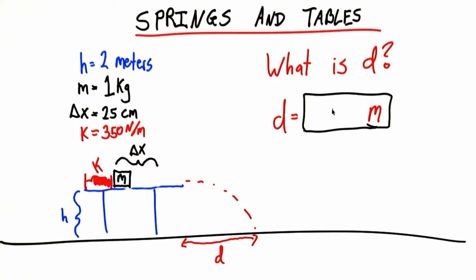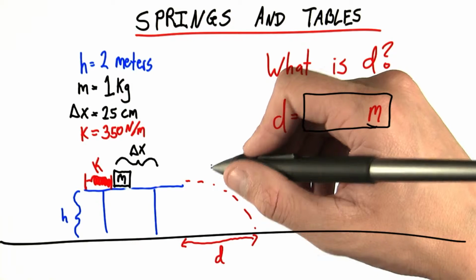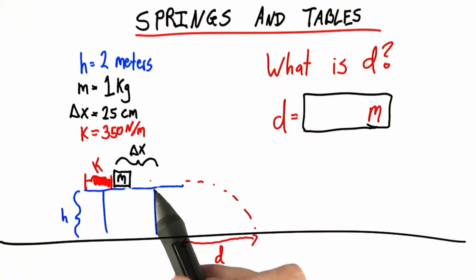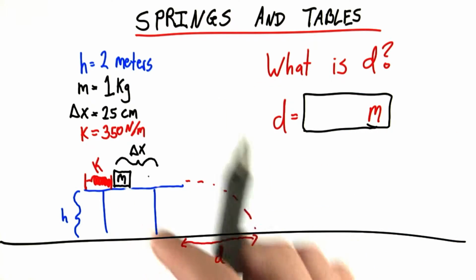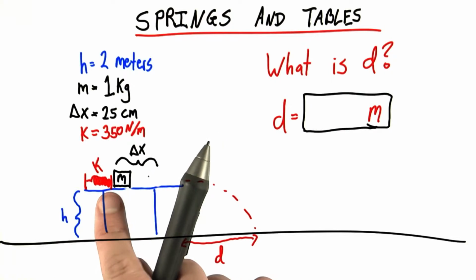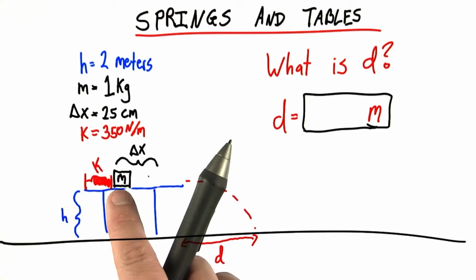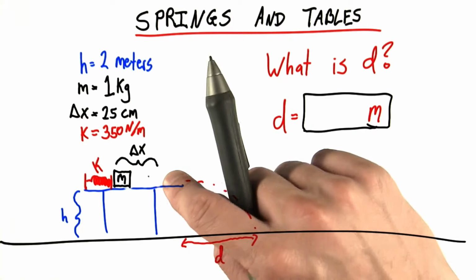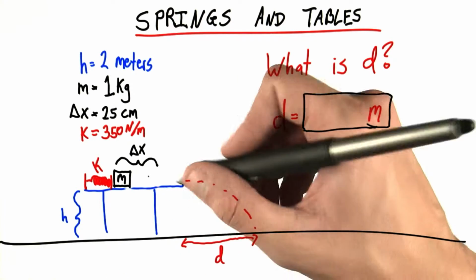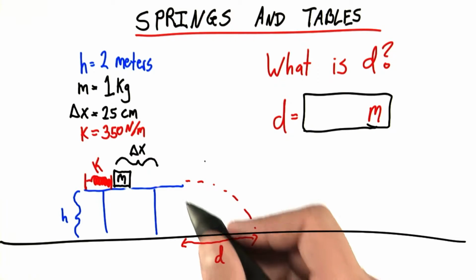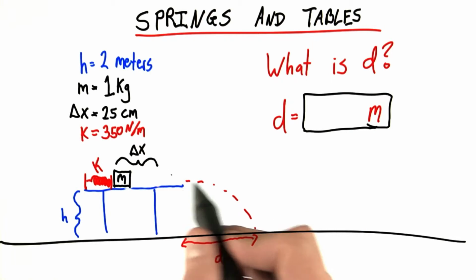Well, the key to this problem is breaking it into parts. And this question really has two parts the way I see it. First, we have an energy part. When I squeeze the spring, I'm adding elastic potential energy into our system. When I let this go and release it, that elastic potential energy is being converted to kinetic energy. And so from that, I should be able to find the velocity at which the mass leaves the table.